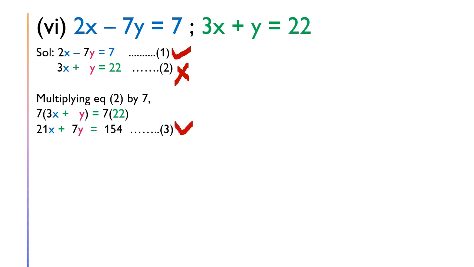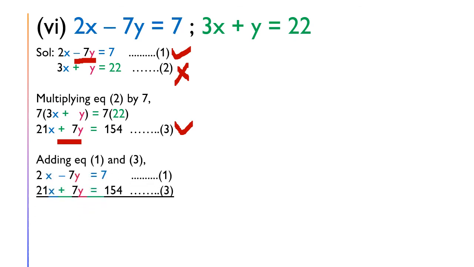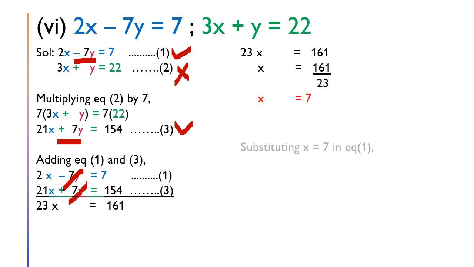Now here there is minus 7, let us write, and here there is plus 7. So the signs are opposite, so we are going to add equation 1 and 3. So what will happen? Minus 7y plus 7y will go away. So you'll be left with 21 plus 2, which will be 23x, and 154 plus 7 will be 161. So x will be 161 divided by 23, which will be 7.